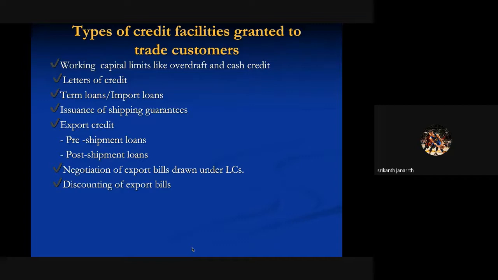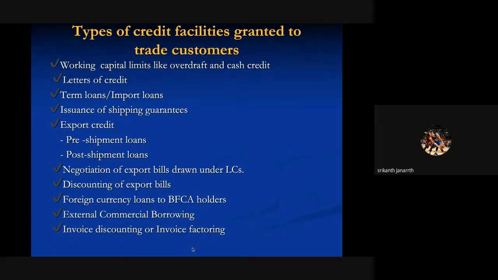It is a common facility, the overdraft facility. The second and third, letter of credit, import term loan, issuance of shipping guarantee, are only for importers. The entire others, from export credit until forfeiting, are all for exporters. So you can see the number of facilities granted to exporters is much greater than for importers. Because for an importer, you only want the money to clear the goods, that's all.